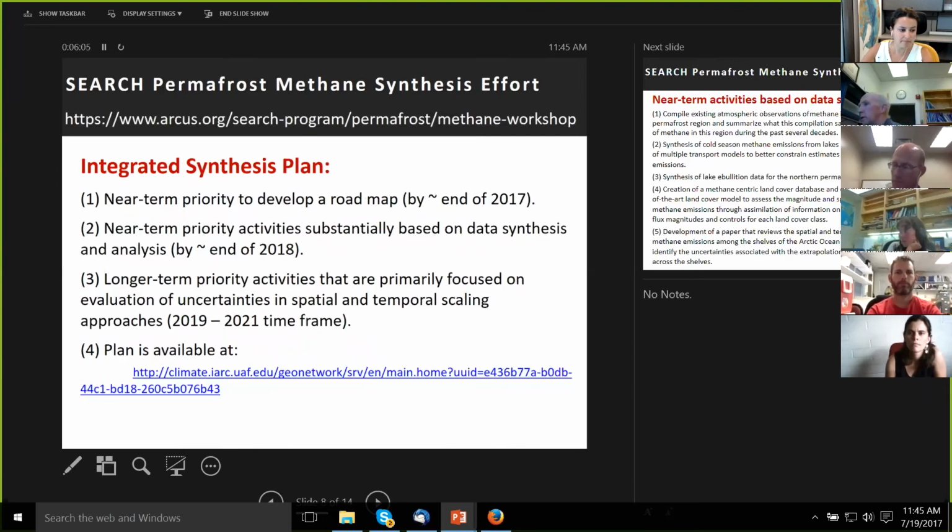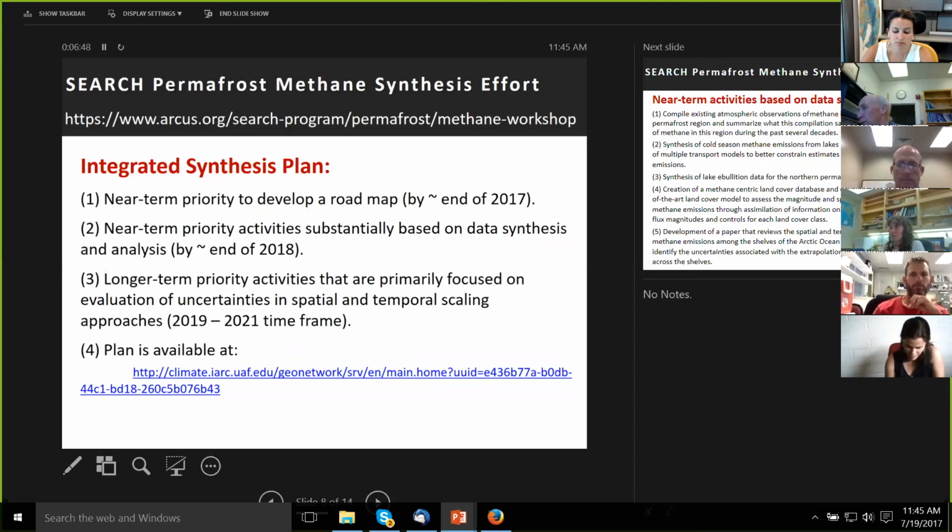Okay, so the integrated synthesis plan basically has 3 different components. There's a near-term priority to develop a roadmap, and the idea is to complete that by the end of this year, and that is underway in a couple of different efforts. One is an EOS project update, and another is potentially an opinion piece for Nature that is underway.